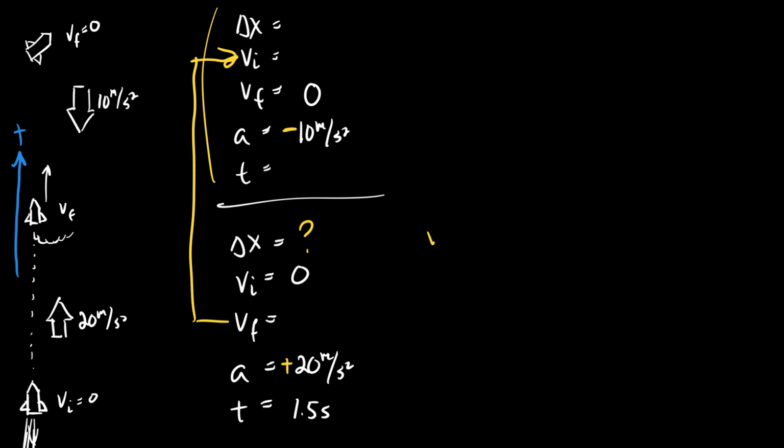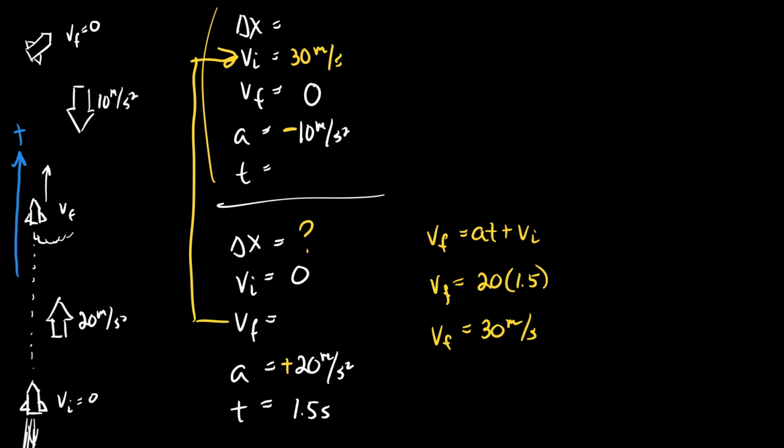Final velocity will come from VF equals AT plus VI, which is going to be VF equals 20 times 1.5, or 30 meters per second. That will be the final velocity after the engine's cut off. That's the initial velocity for when gravity takes over.